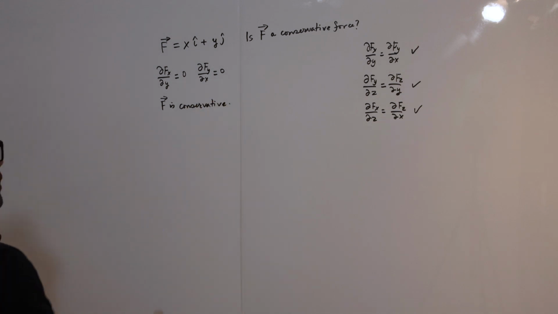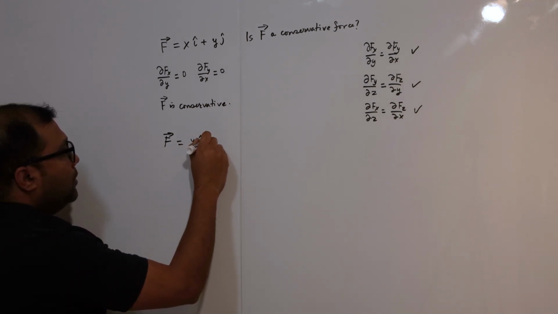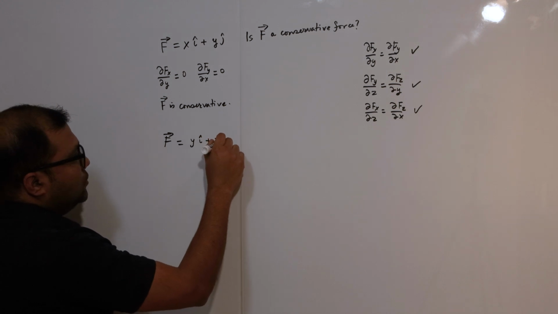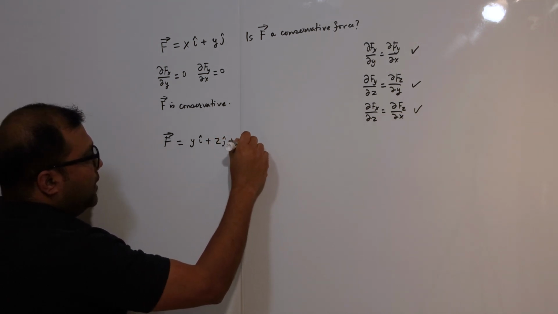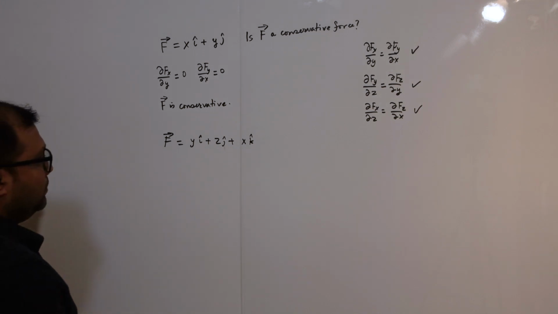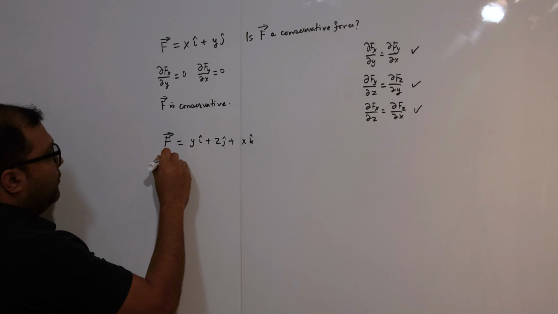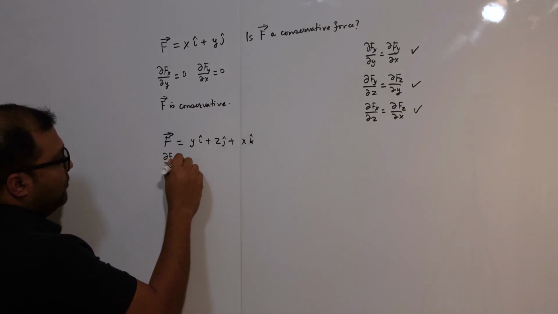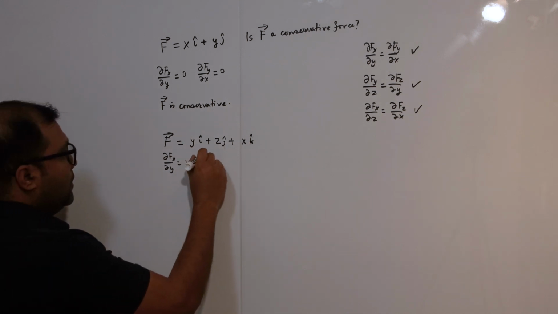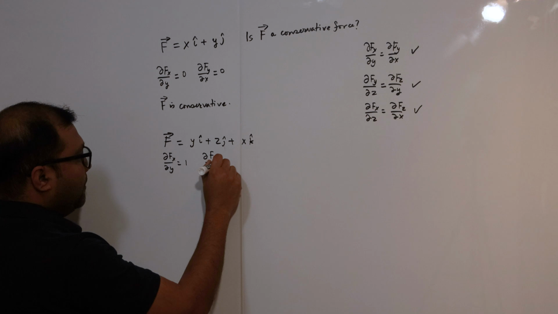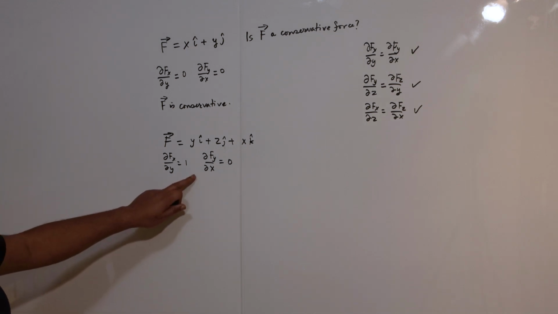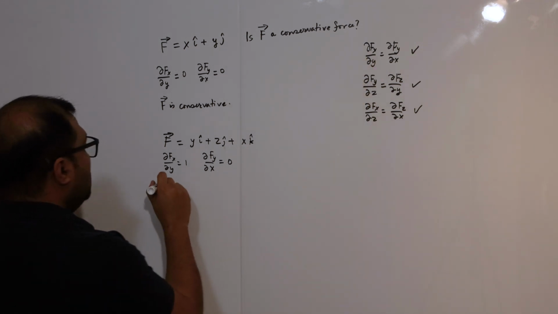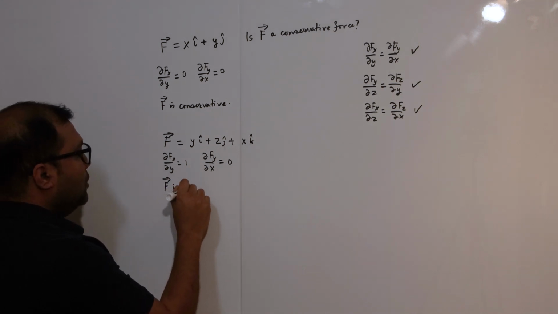Okay. If you have another question, F is given as y i cap plus z j cap plus x k cap. Is this force a conservative force? Well, let's find out. Del fx del y, how much is that? It is 1. Del fy del x, del fy del x is 0. As soon as one of the conditions is not satisfied, and it is not satisfied here, therefore F is non-conservative.